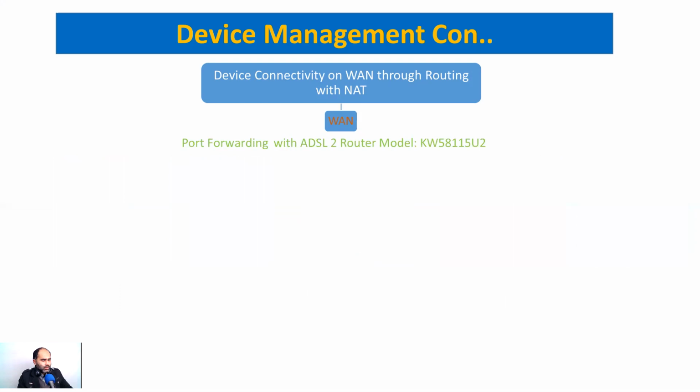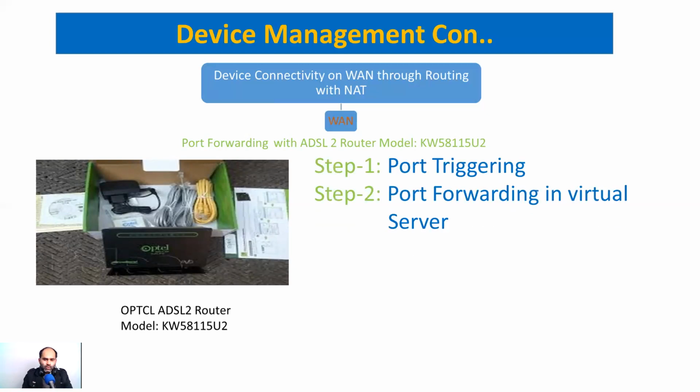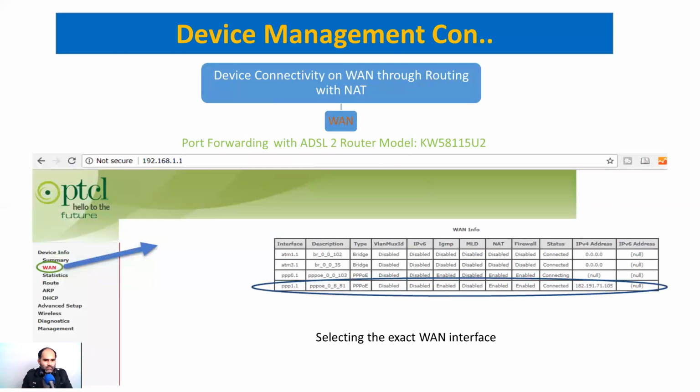Next, I will discuss just two routers, the OPTCL and the Huawei EcoLife, where we can configure our port. In the OPTCL ADSL2 router, there are two steps to forwarding a port in that model. Step one is port triggering. You have to trigger some port before forwarding it, and in step two we forward the port in a virtual server. Here is a screenshot of that model, and we have a WAN interface.